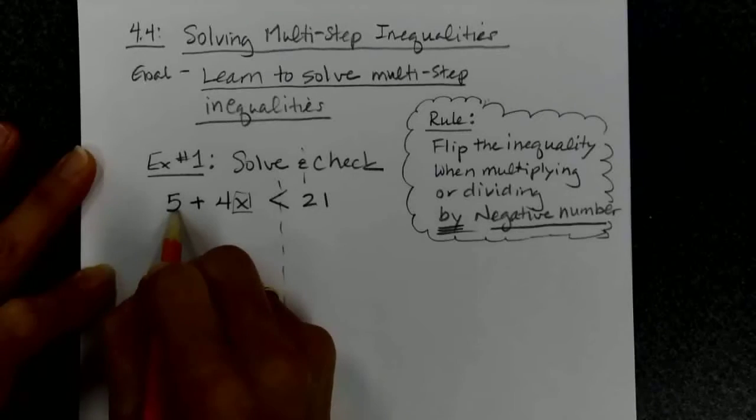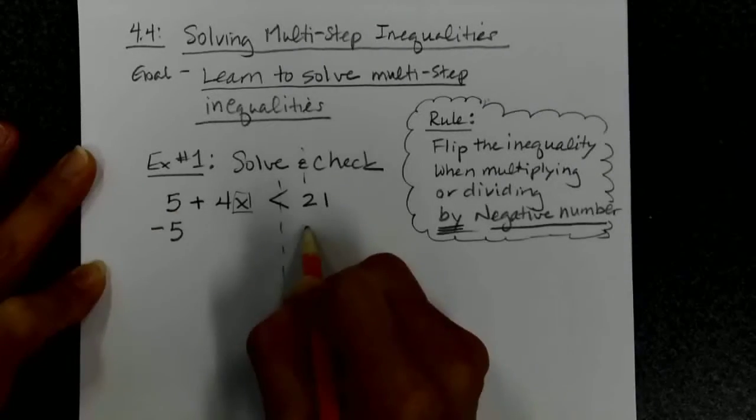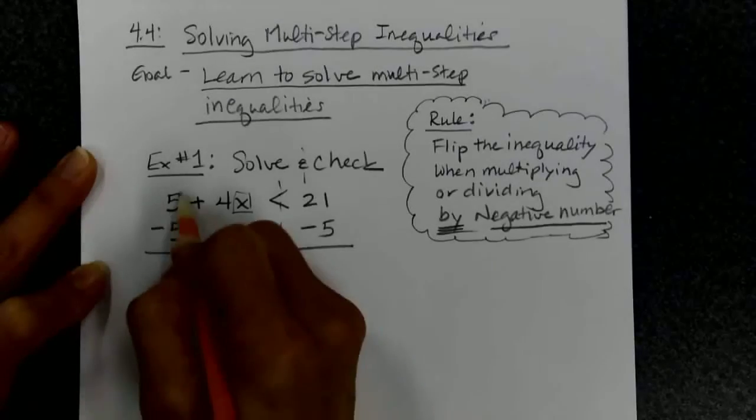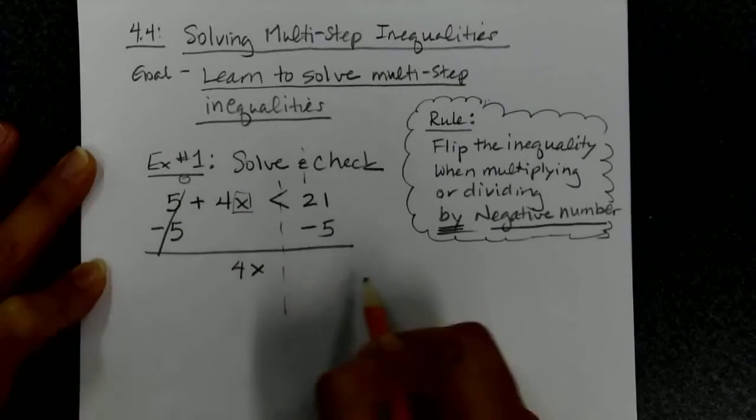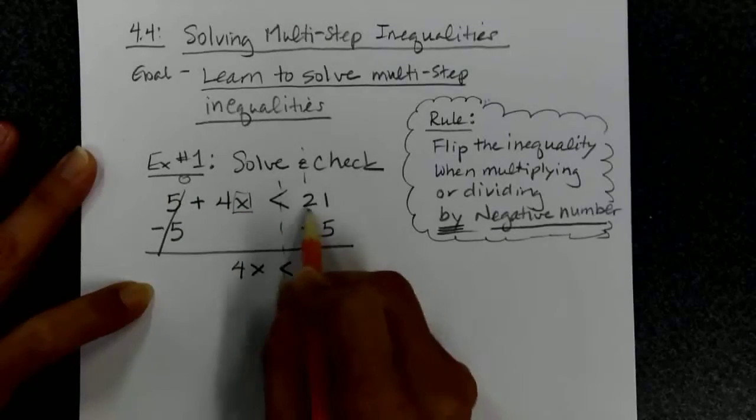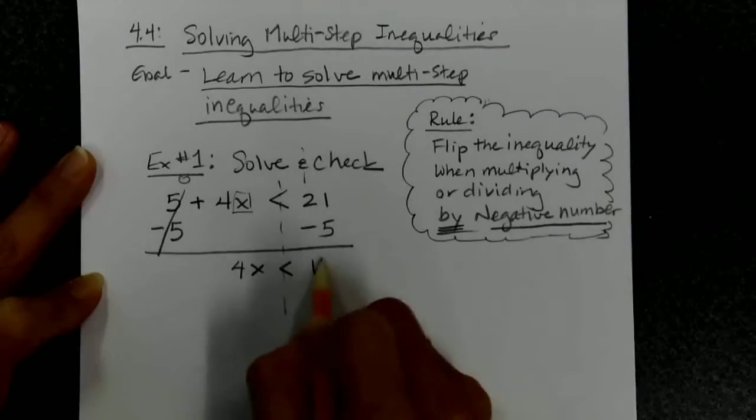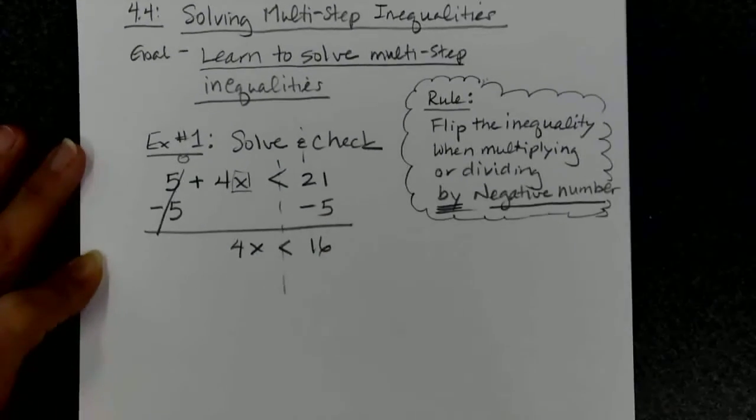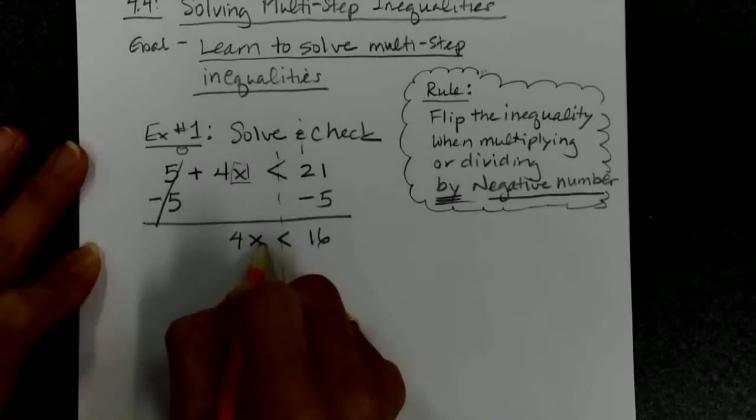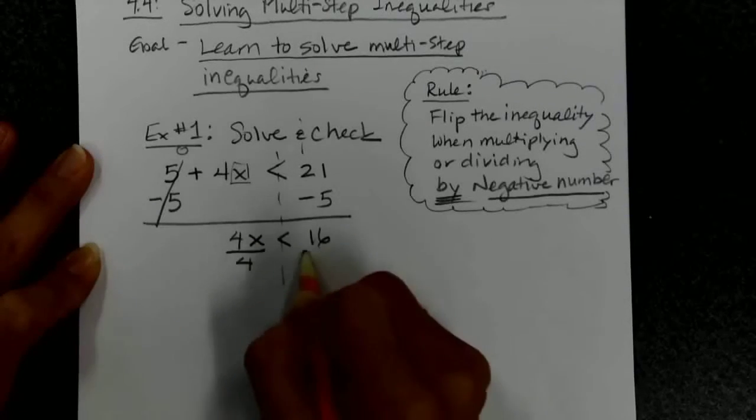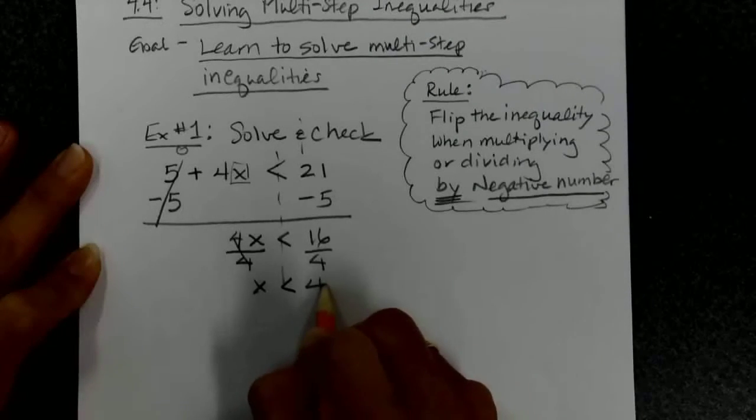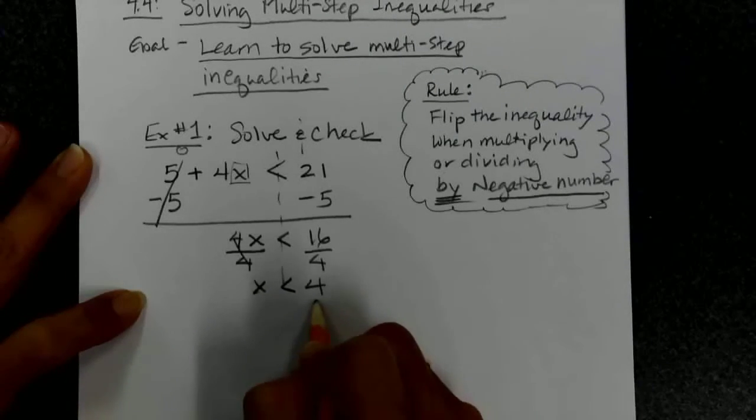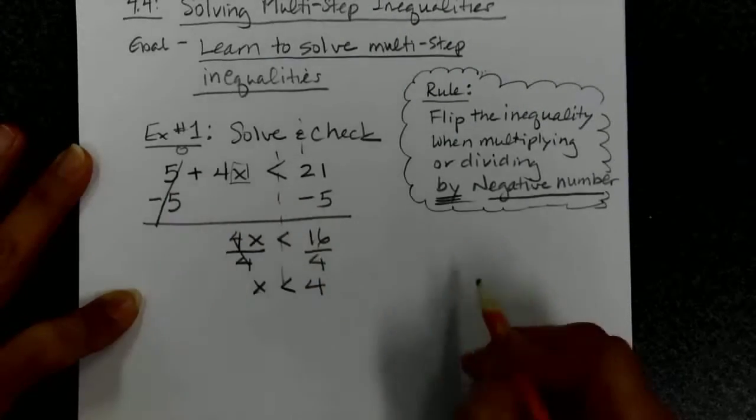So to get rid of this 5, we must subtract 5. So we're subtracting 5 to both sides. And then this is 0, and 0 plus 4x is 4x, which is less than 21 minus 5 is 16. And then opposite of multiplying is dividing, so we're going to divide by 4, so x is less than 4. So any number that is less than 4 is the solution to that inequality.